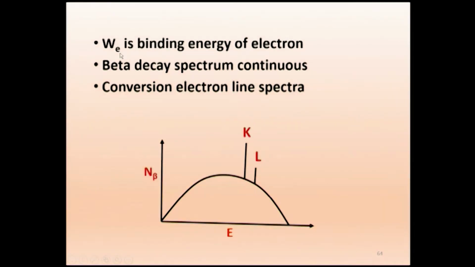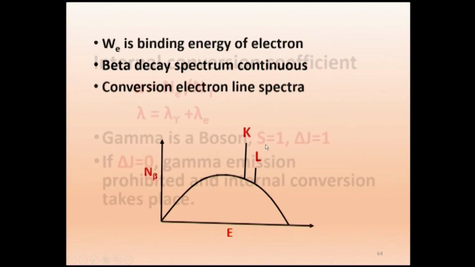Therefore, when you do the beta decay experimental analysis, here we get the number of beta particles on the y axis, and here this will be the energy. You will find that the beta particle has a continuous curve this way, whereas the conversion electrons, K conversion, L conversion, will be line spectra.